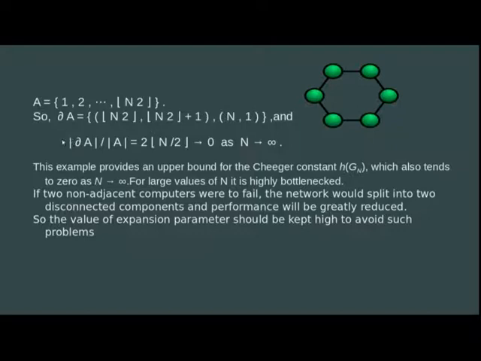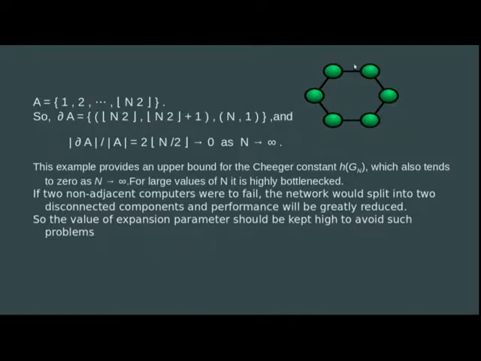Since now the edge expansion constant is dou A by A, and since the cardinality of dou A is 2, we see that this is 2 divided by the floor of n by 2. And now we see that as n tends to infinity, this value tends to 0, which means that the edge expansion constant or Cheeger's constant will also tend to 0 for large values of n.